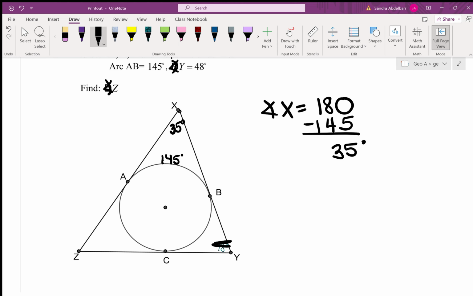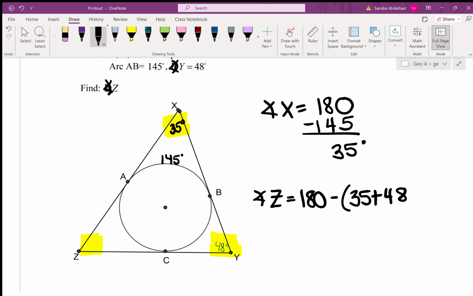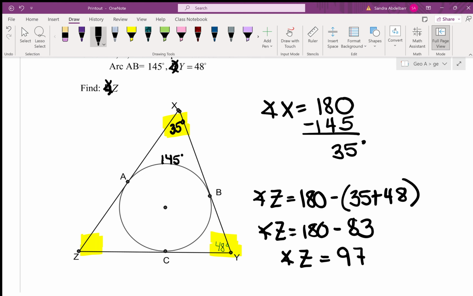So now I know angle Y is 48. I just found that angle X is 35. Can I now find angle Z? Yes, I'm going to add up the two angles and subtract from 180. So angle Z will equal 180 minus the sum of 35 plus 48. And if we add these, we are going to get 83. Does that sound right to you? Yeah. So angle Z is 97 degrees.